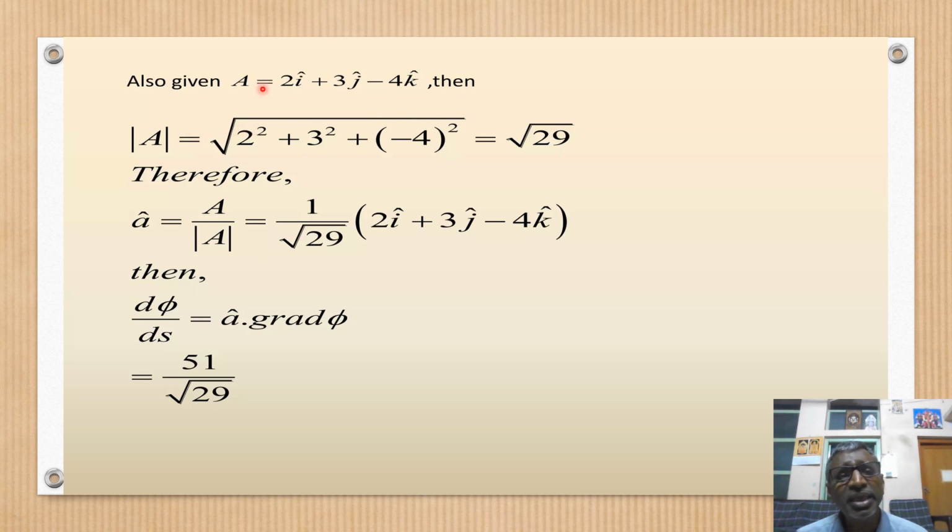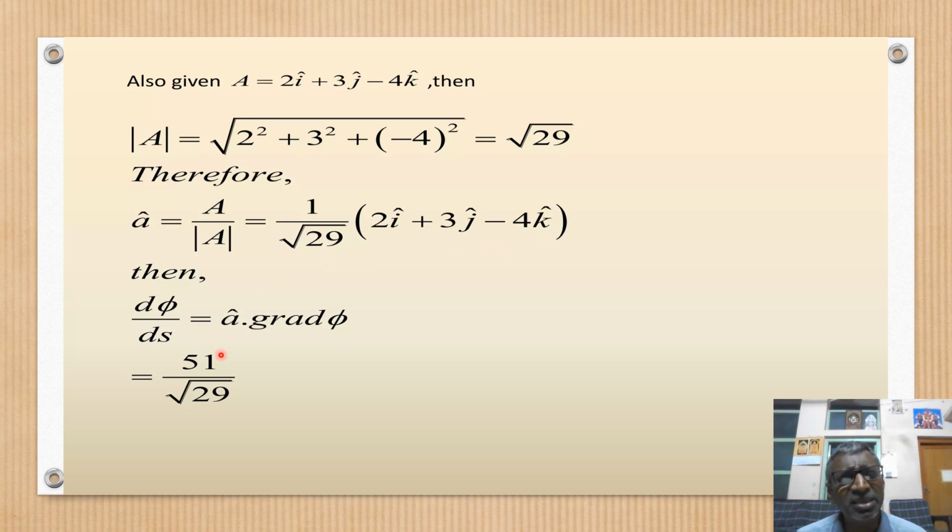Also we are given a bar equals 2i + 3j - 4k, and its modulus or magnitude is given as the square root of the square of the coefficient of i, the coefficient of j, and the coefficient of k. So I will get 2² + 3² + (-4)², and it is nothing but square root of 29. Therefore a bar divided by mod a bar is (2i + 3j - 4k) divided by square root of 29.